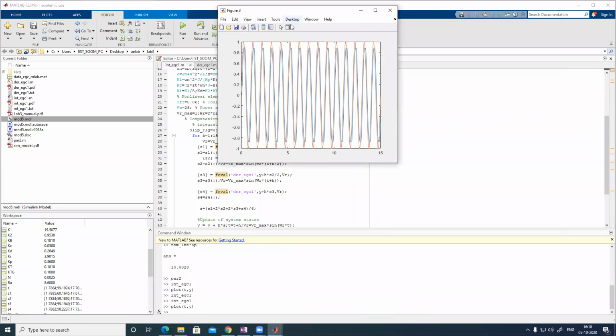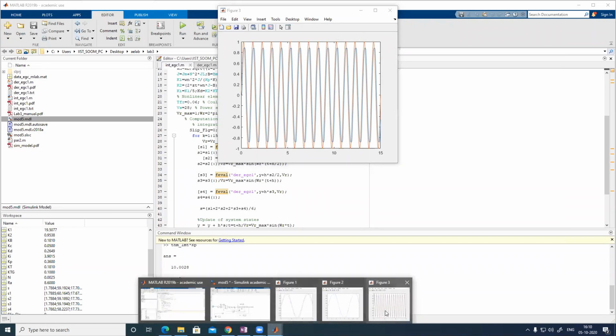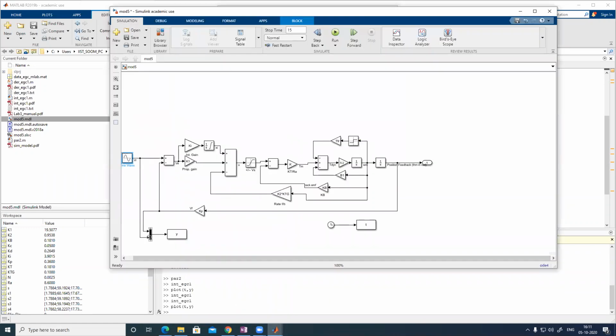This one is exactly matching. Sir, you are also getting error, right? Yeah, this one is saturation error. Why will that happen, sir? It is a non-linear system now. Even in removing this one, now I am getting only the output.